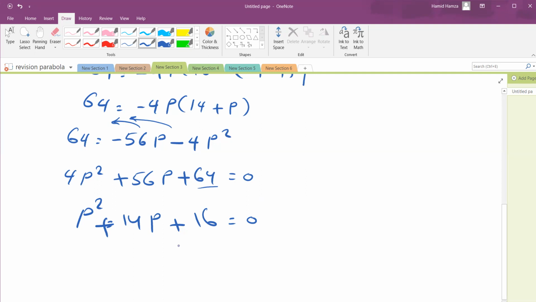P equals negative 1.255, approximate to the nearest tenth, so negative 1.3. And the other value is negative 12.74, approximately negative 12.7. So we have two values.